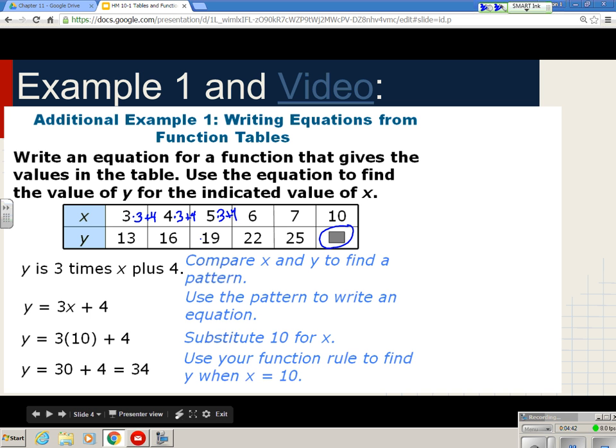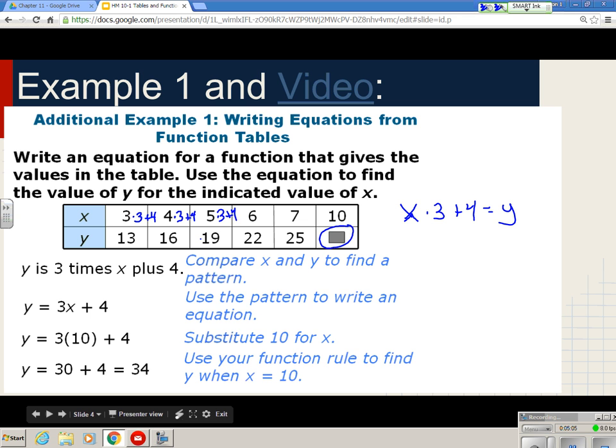So we found a pattern here that works to get us from the input. If we input x into something, we're going to get y. So if I was to write our equation over here, it would be x, anytime you see x, no matter what it is, times 3 plus 4 is going to equal y.